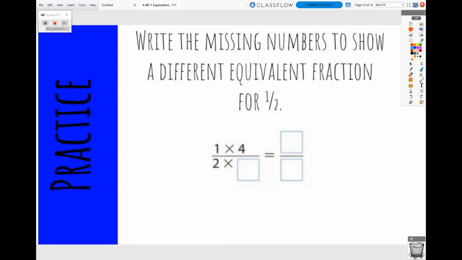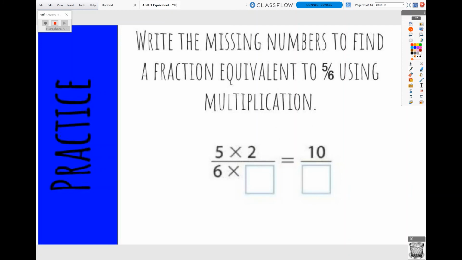All right, write the missing numbers to show a different equivalent fraction for 1/2. Okay, so here they gave us the fraction 1/2, and it's telling us that we have to multiply by 4. So just like in our previous problem, whatever I do to my numerator, I also have to do to my denominator. 1 times 4 is 4, and 2 times 4 is 8. So 4/8 is equivalent to 1/2.